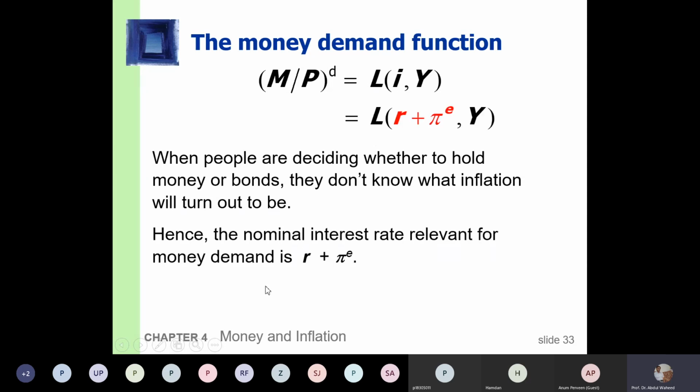Then when people are deciding whether to hold money or bonds, they don't know what inflation will turn out to be. Because the nominal interest rate equals the real interest rate plus expected inflation, this means real money demand depends on the real interest rate and expected inflation. So the nominal interest rate is relevant for money demand.